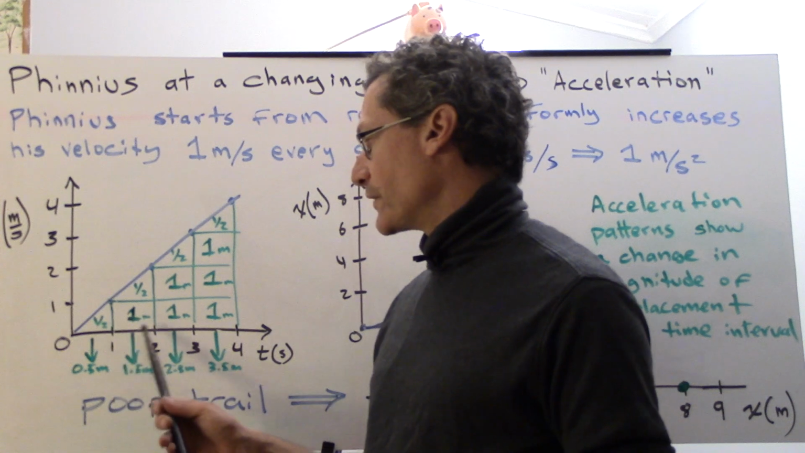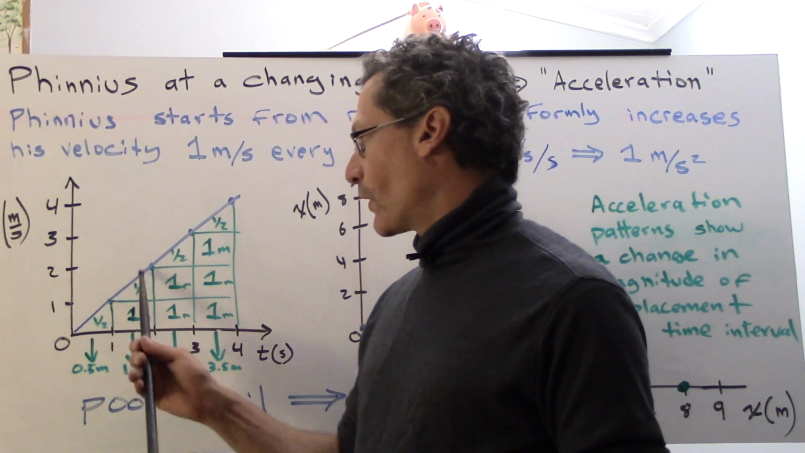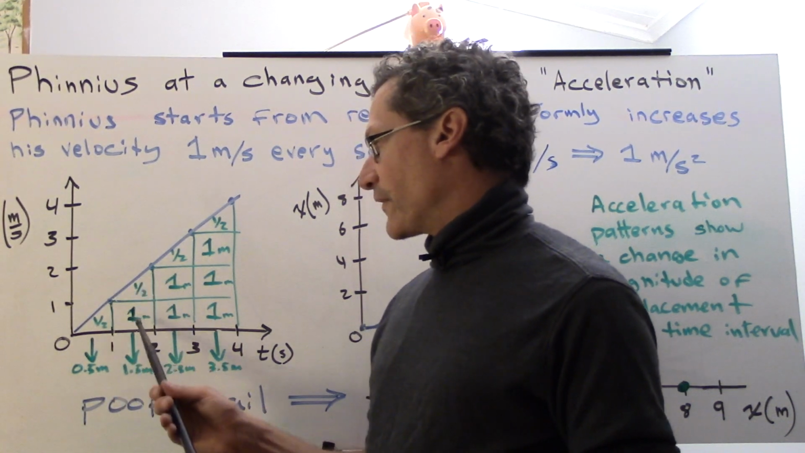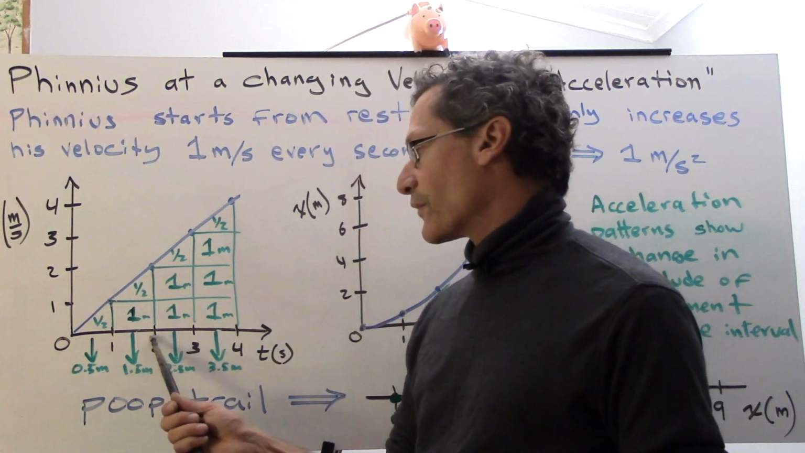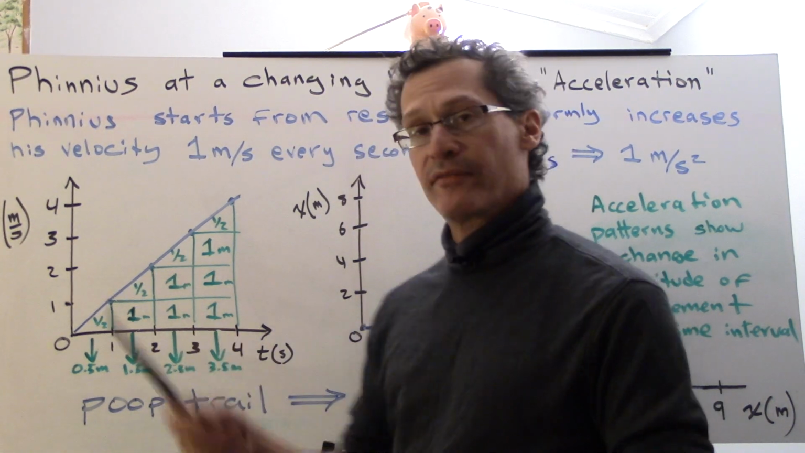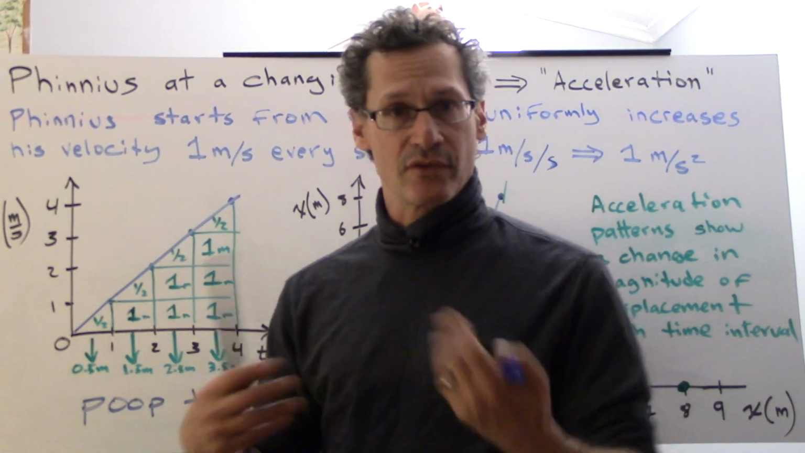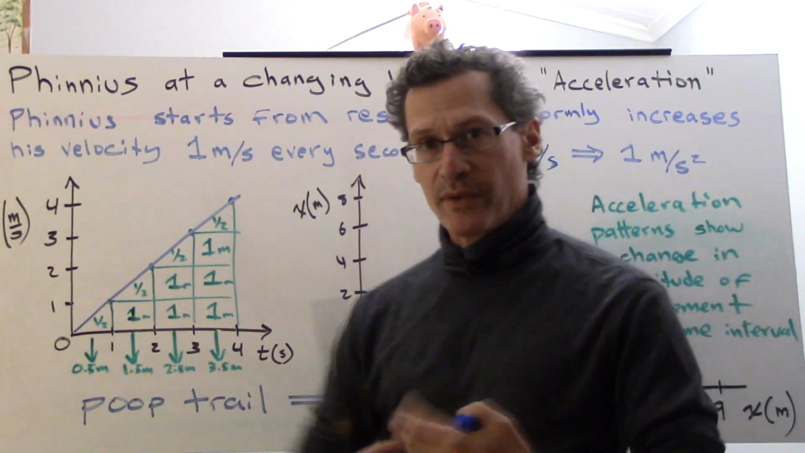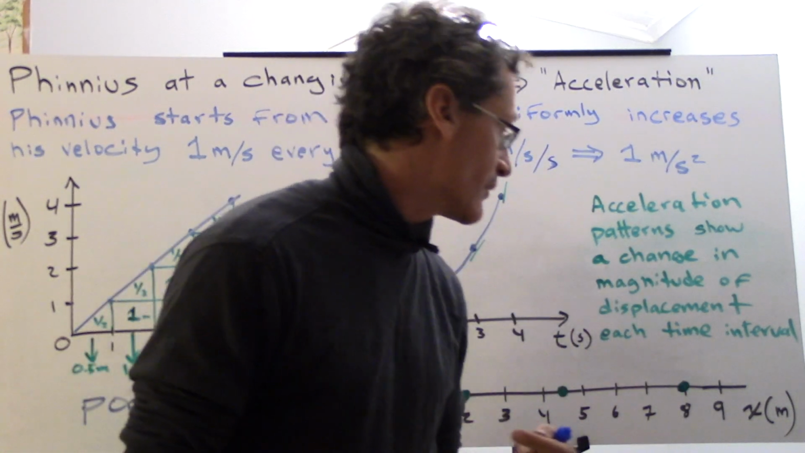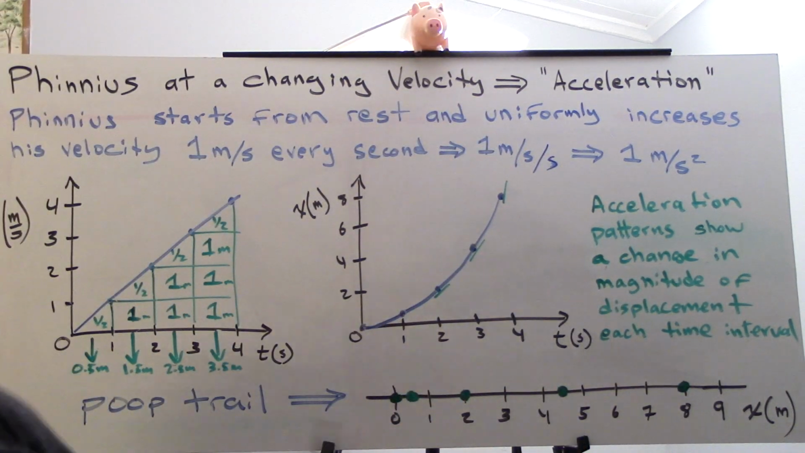So he'll have gone a total of, well, 1/2 plus 1/2 plus 1. That would be 2 meters. And so on and so forth. From 2 to 3 seconds, it's 2.5 meters in terms of additional displacement, and then 3.5 from 3 to 4 seconds. So he increases this gap, and you'll see what it looks like on the poop trail, okay?